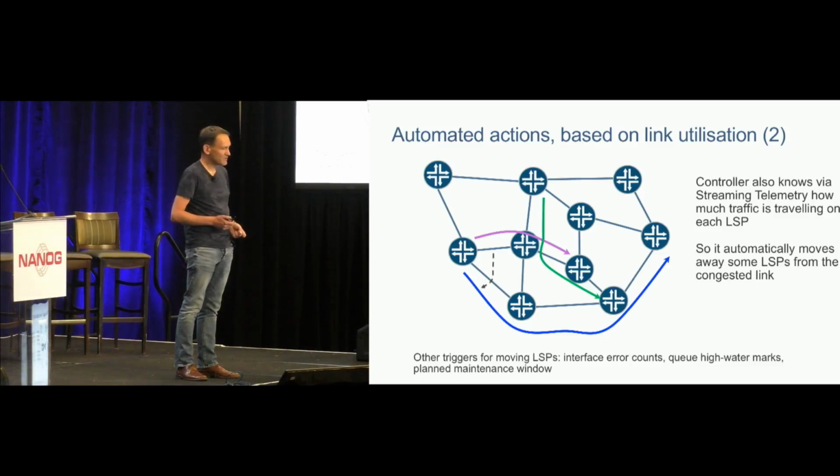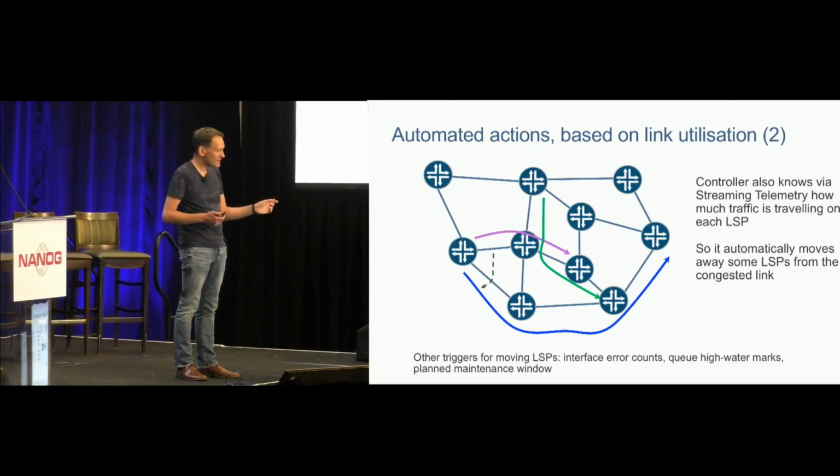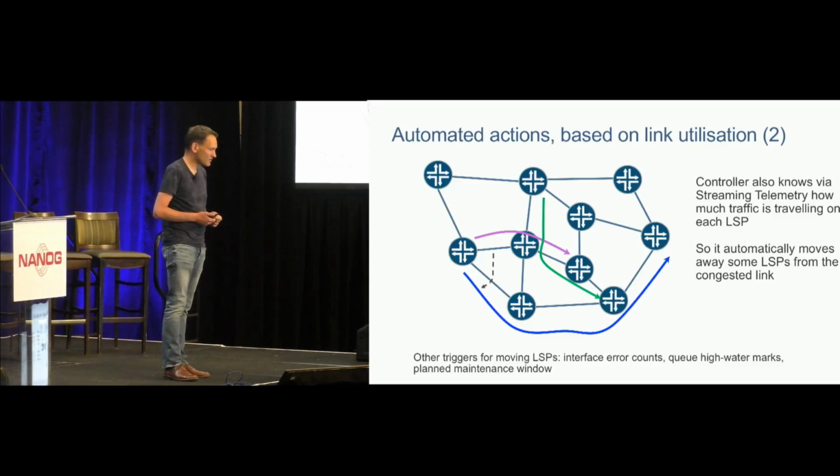There's other triggers for moving LSPs. I mean, this congestion was one example, but another trigger could be interface error counts. A really insidious type of fault is the so-called grey fault, where an interface is still up and running from the protocol's point of view. BFD packets are still getting through, but perhaps you're losing 1 in 1,000 packets or so, which could be enough to disrupt some end-user applications. And so the controller, seeing these interface error counts, can decide to move away LSPs from the affected links so that somebody can troubleshoot, perhaps clean the fibers and things like that.